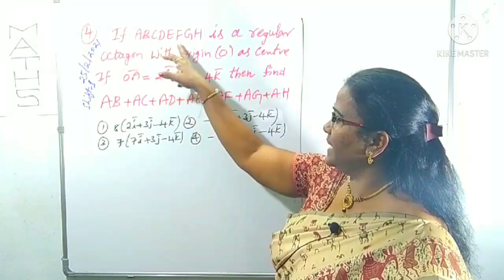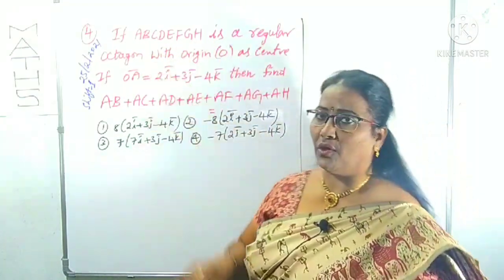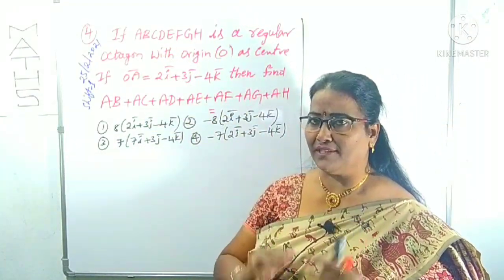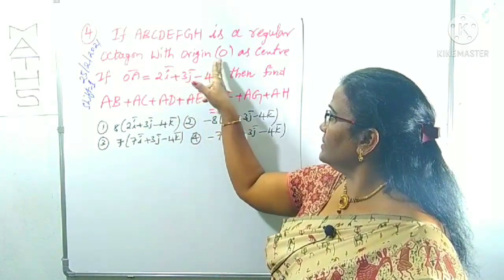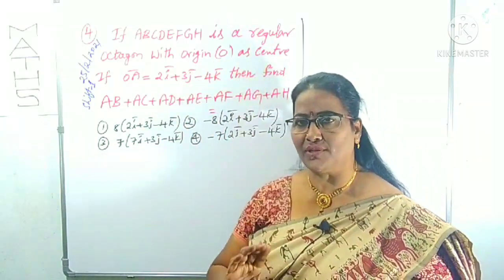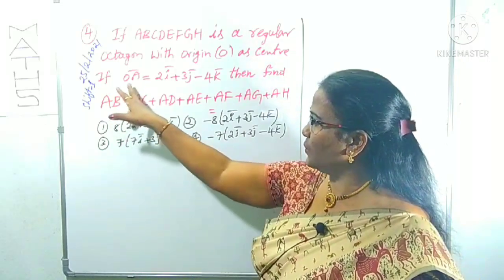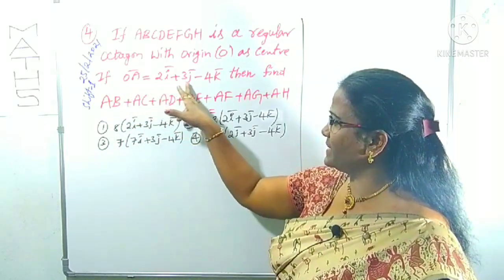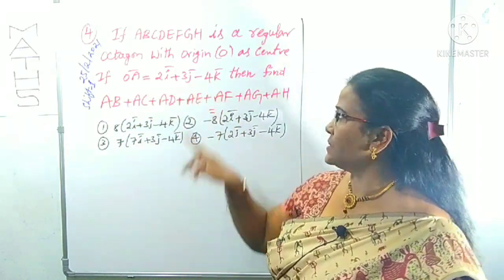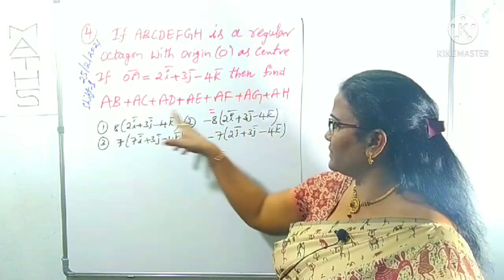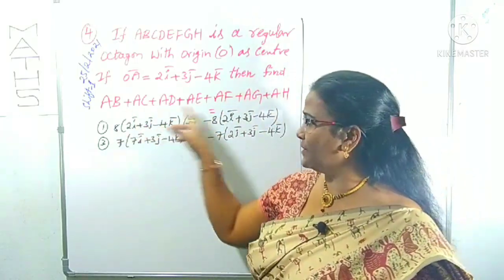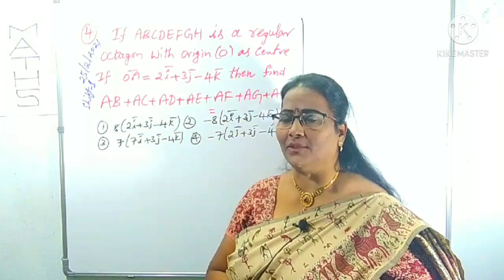If A, B, C, D, E, F, G, H is a regular octagon, one regular octagon is given with origin O as the center, and the vector OA is given as 2i plus 3j minus 4k. Then find some result that is given. How can you find this result? You can just look at the figure.